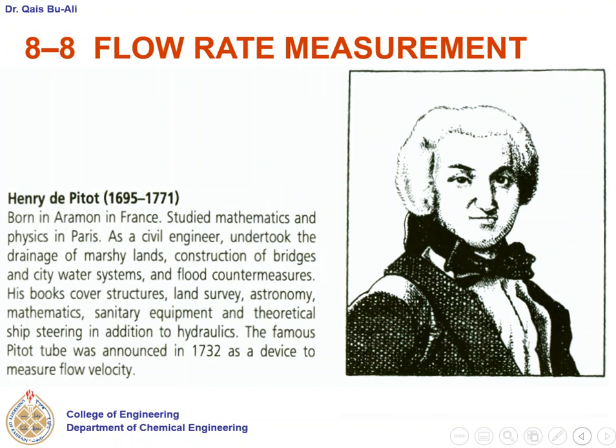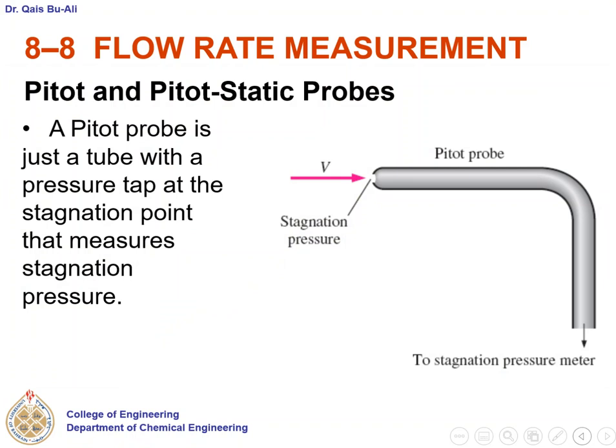Who is this scientist? His name is Pitot, and he is a French scientist. The famous Pitot tube was announced in 1732 as a device to measure flow velocity, and it was named after him. So what is this Pitot tube? I remember that we talked about this Pitot tube before in internal flow, where we were talking about examples regarding the Bernoulli principle or the Bernoulli equation. So what is the Pitot tube?